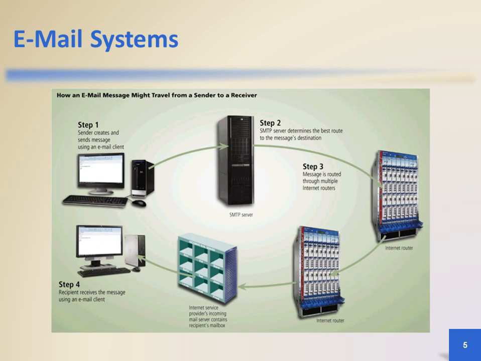And here's an image, just a quick way to show you how that works. Step one is your sender creating and sending the message using an email client. The server, in this case, just looks like a computer tower. Servers can reside on large blade servers or on small personal computer towers. The SMTP server determines the best route and sends it through multiple internet routers. The internet service provider gets the incoming mail. So let's say it's Gmail. It's going to be using HTTP, or Gmail's internet email interface. And then step 4 is the recipient receives the message using their client.